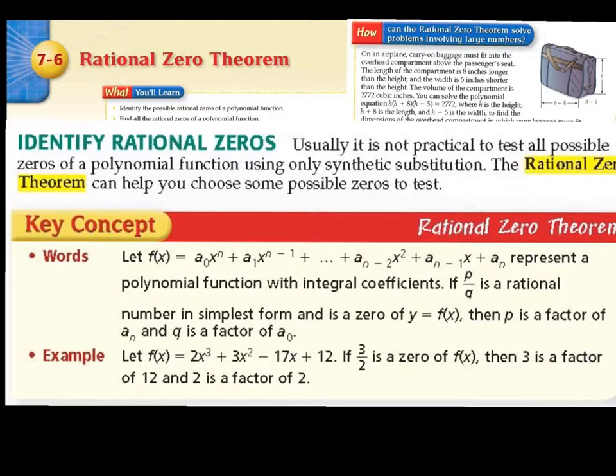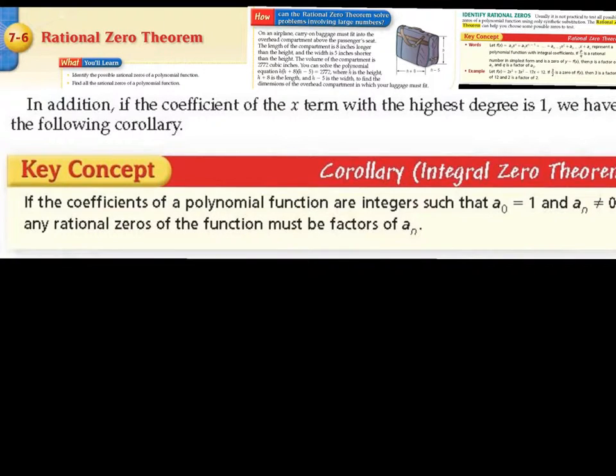So for example, if we have 2x cubed plus 3x squared minus 17x plus 12, if 3 halves is a zero, then 3 is a factor of 12 and 2 is a factor of 2. In addition, if the coefficient of the x term with the highest degree is 1, then we have the following corollary, which is better yet. If the coefficients of a polynomial function are integers such that a sub 0 equals 1 and a sub n does not equal 0, any rational zeros of the function must be factors of a sub n, which is the constant.